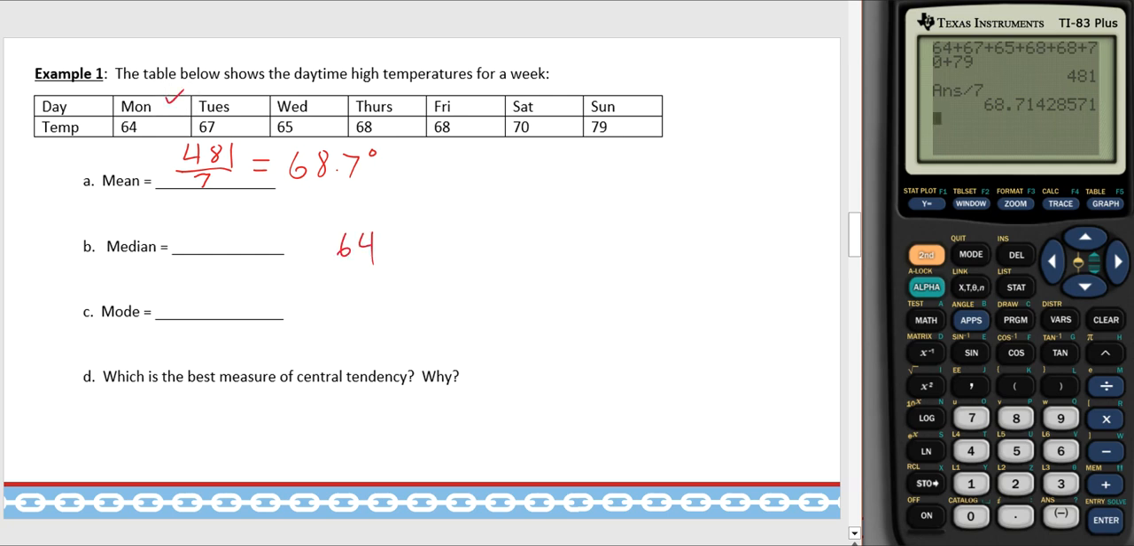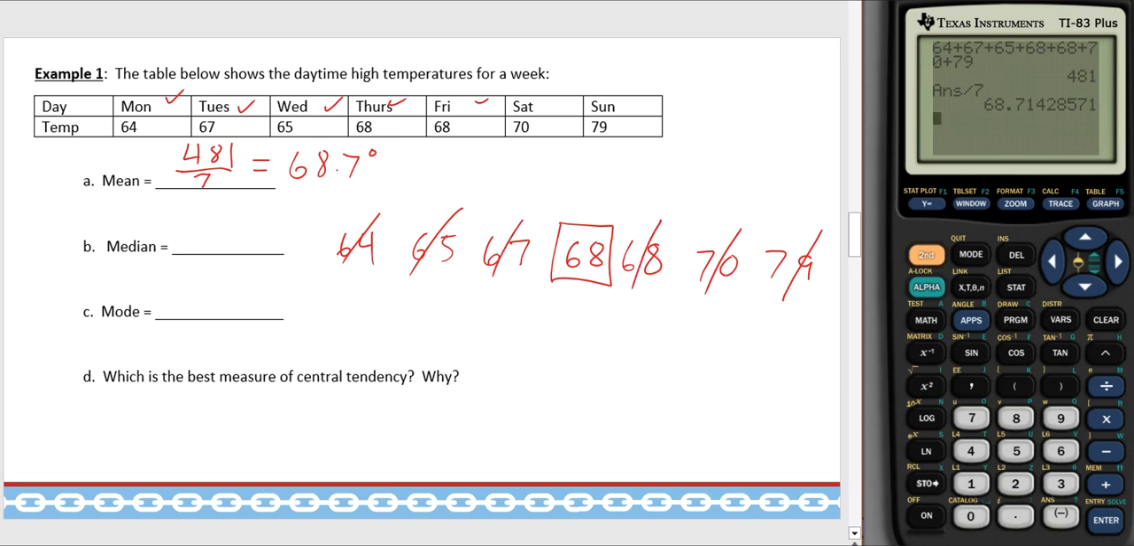So there's 64, 65, 67, 68, another 68, and then 70, 79. Right, so that there's 7 pieces of data. I know that the 4th piece, right, if I wanted to mark from each side, 68 is my median, and 68 is also my mode. It is repeated twice when the others are only in there one time.